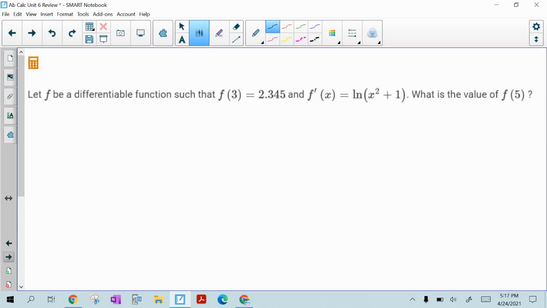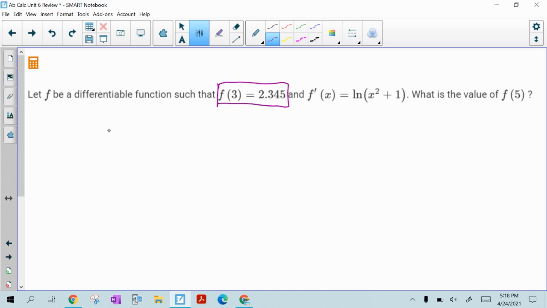Okay, next up, let f be a differentiable function so that f of 3, and you've got this loveliness. Okay, well, let's see. If I'm trying to find this value, why are they writing it this way? They're saying, I know that my value is there, and I'm trying to find f of 5.